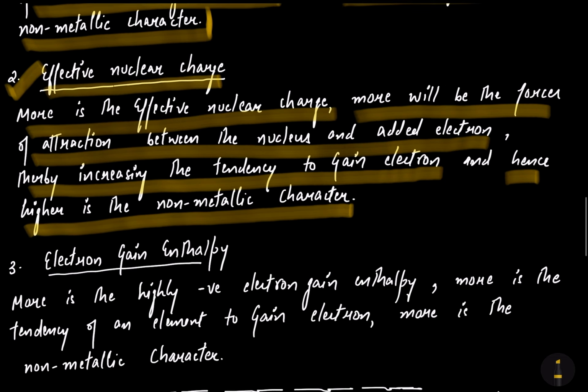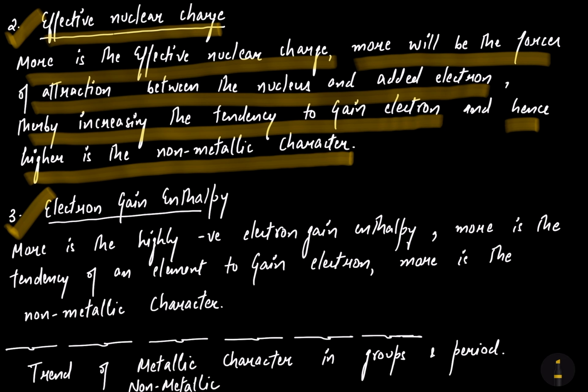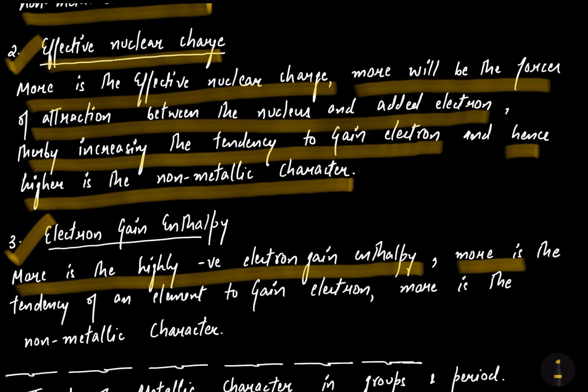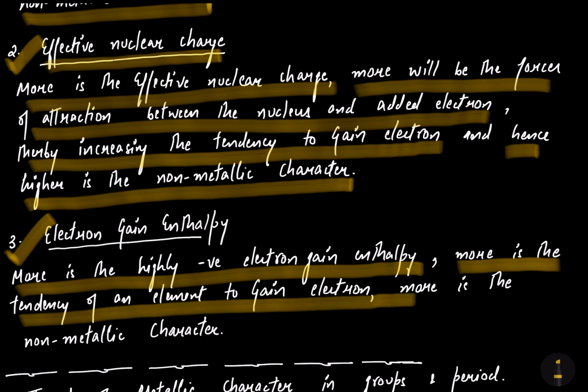Now let's talk about the third point, the electron gain enthalpy. What is electron gain enthalpy? It is the energy evolved or liberated when one electron is added to the isolated gaseous atom. So more the energy liberated, more the tendency of an element to gain electron, and hence more will be the non-metallic character. So here I have written, more is the highly negative electron gain enthalpy, more is the tendency of an element to gain electron, so more is the non-metallic character, that is more is the tendency to form the negative ion. That's why it's a higher non-metallic character, due to the higher electron gain enthalpy.